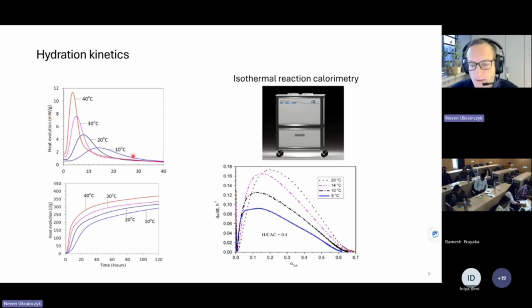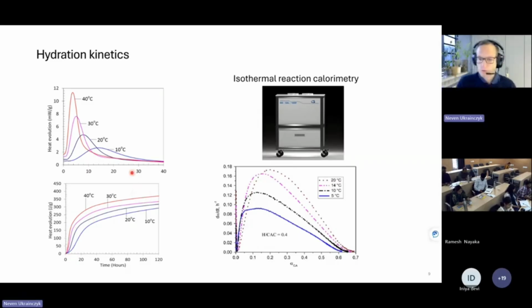And this is a typical hydration curve with time. So you can see with different temperatures how the rates are increasing. The hydration rate is increasing. And now if you would integrate this curve, so this is a differential curve, these are the rates. If you integrate these rates, you get the heat evolution. So you get the integral curve, which gives you the total amount of heat at each time.